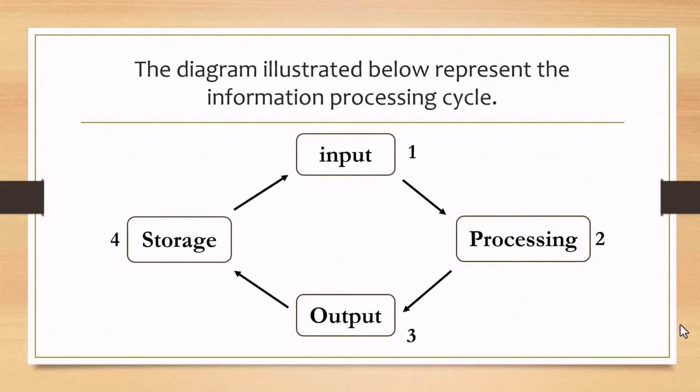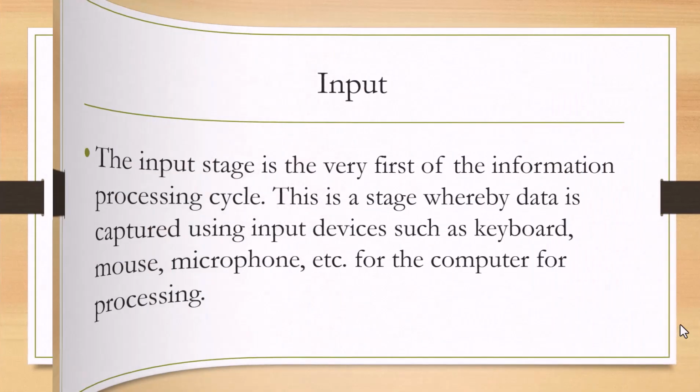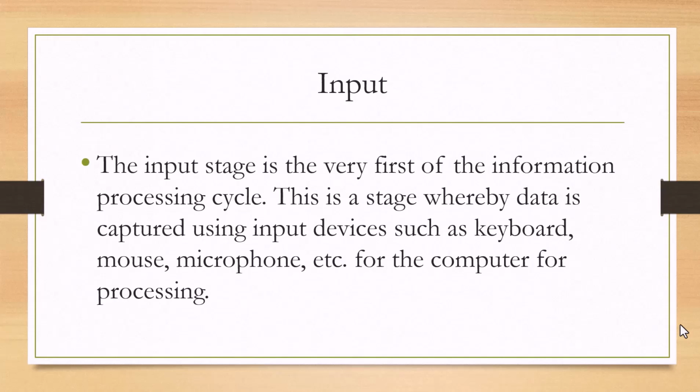The diagram illustrated below represents the information processing cycle. The first stage of this processing cycle is the input stage, then followed by the processing stage, then after that the output stage, and finally the storage stage.